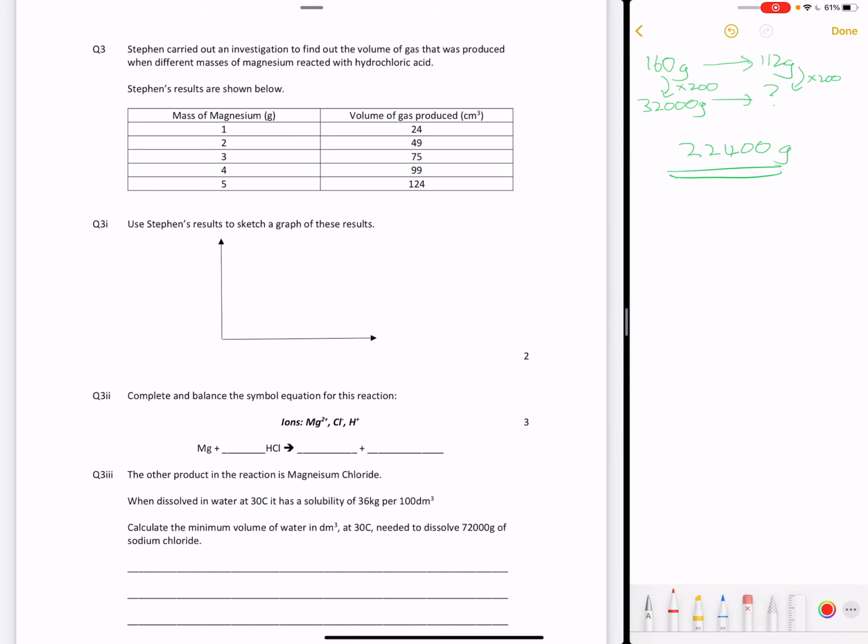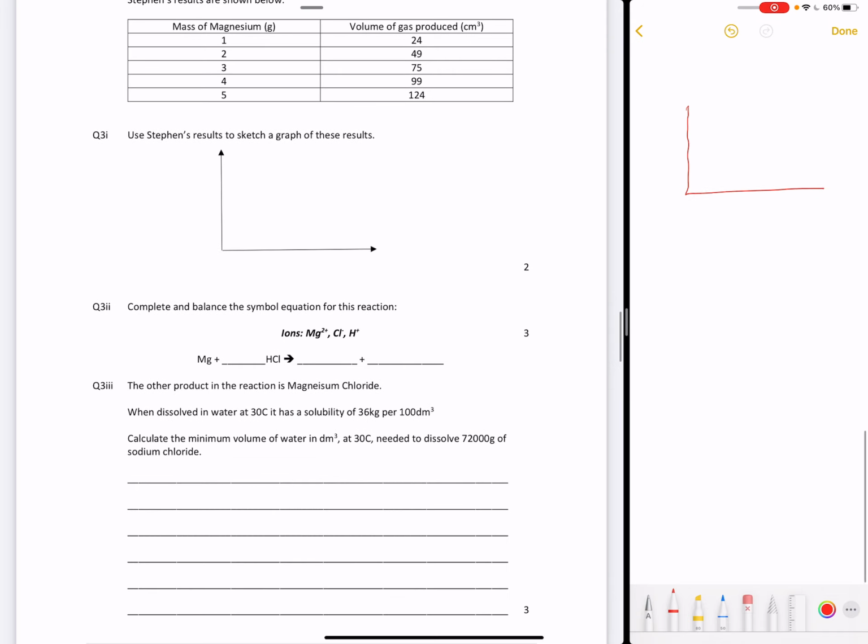And what you should have, for 2 marks, use Stephen's results to sketch a graph of these results, and don't forget to label the axes, and there should be a diagonal line from the left to the top right. As long as you get that, you get your 2 marks.